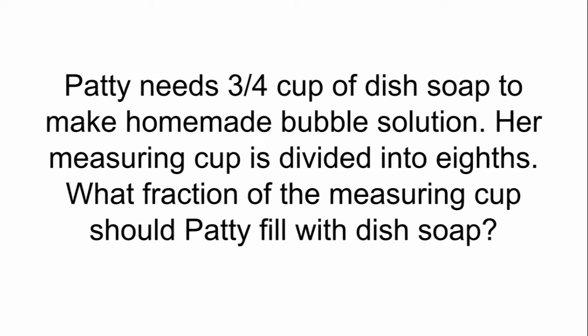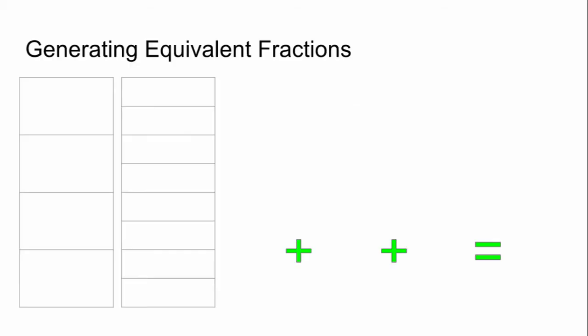So with any word problem or any math problem, we need to look at the things that we know and the things that we need to know, and finally, what is the question actually asking of us? So we know that Patty needs 3/4 of a cup of dish soap. We also know that her measuring cup is divided into eighths. So what we need to do to answer the question is find a way to turn 3/4 into eighths.